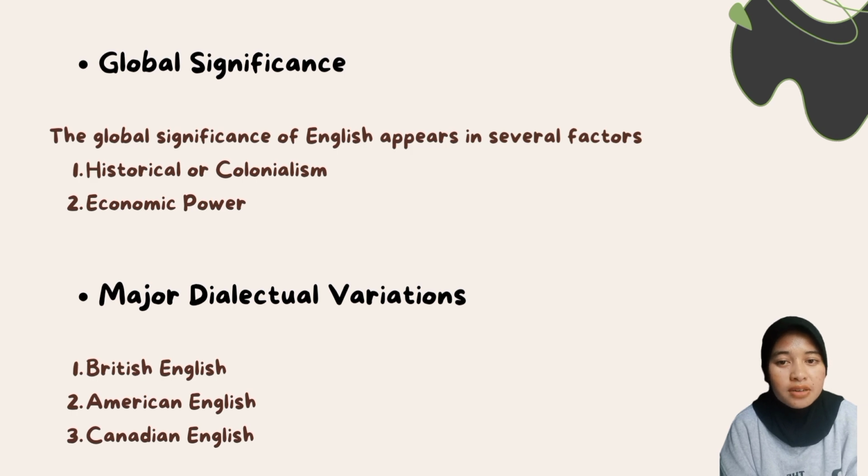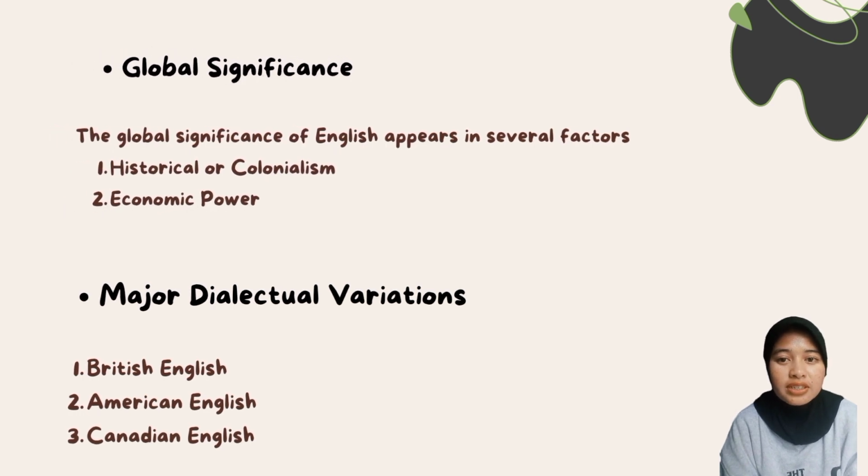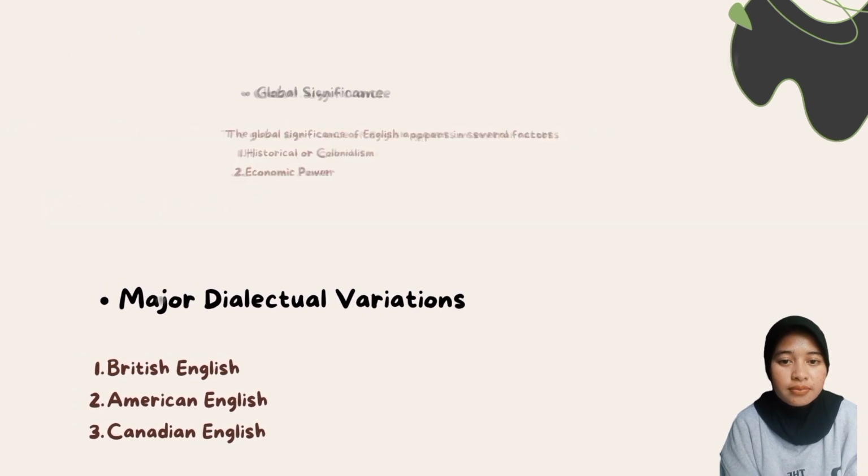The last part of the language overview is major dialectal variation. There are several parts of the dialectal overview. Namely, the first is British English. This includes regional dialects like Cockney London, Scouse Liverpool, and Geordie Newcastle. Standard British English, received pronunciation, is often considered the British accent.